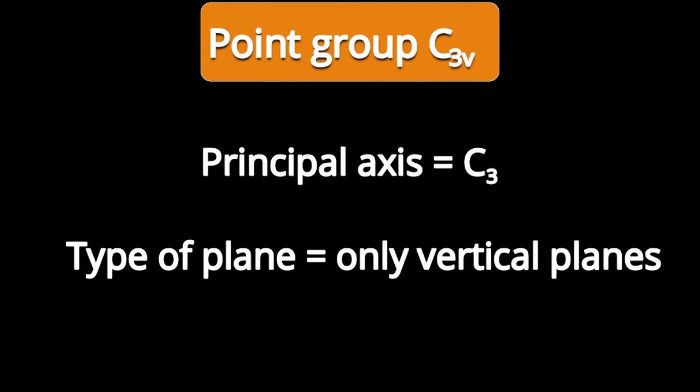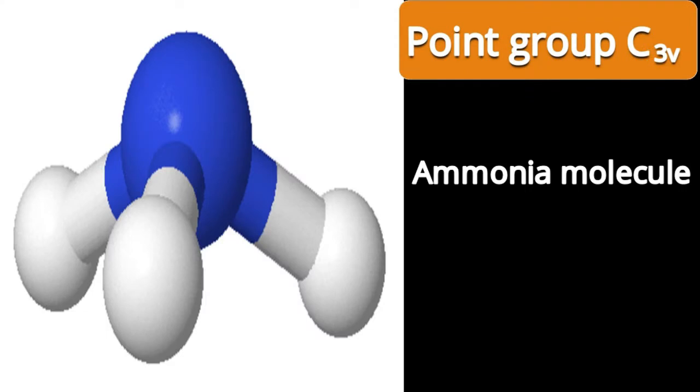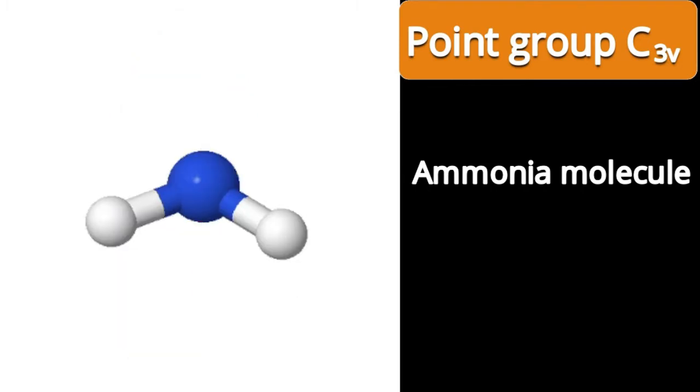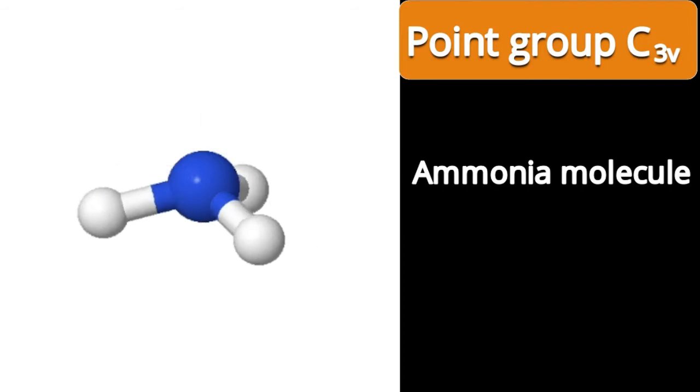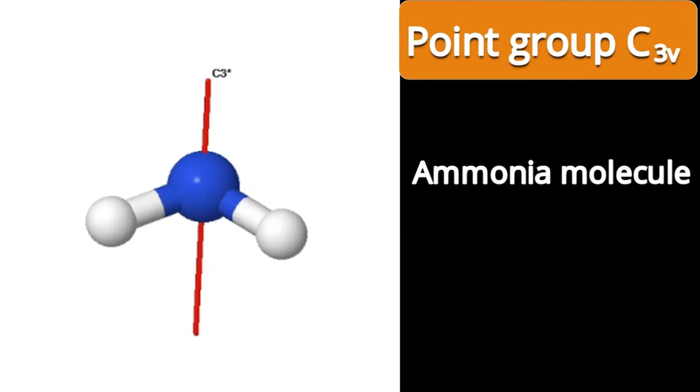So which example can be given for the C3V point group? See here, the ammonia molecule. It is the best example for the C3V point group. By blue color, the nitrogen atom, and by white color, hydrogen atoms are represented. Pyramidal ammonia molecule. Can you imagine the C3 axis here? Yes, a line passing through nitrogen and the center of the triangle formed by the three hydrogens.